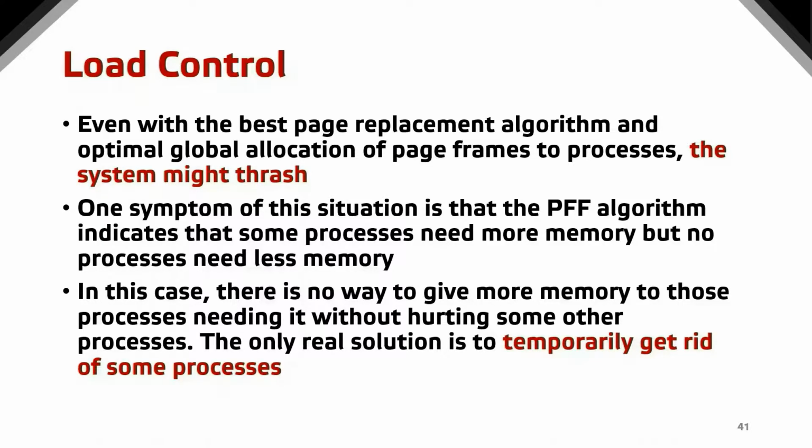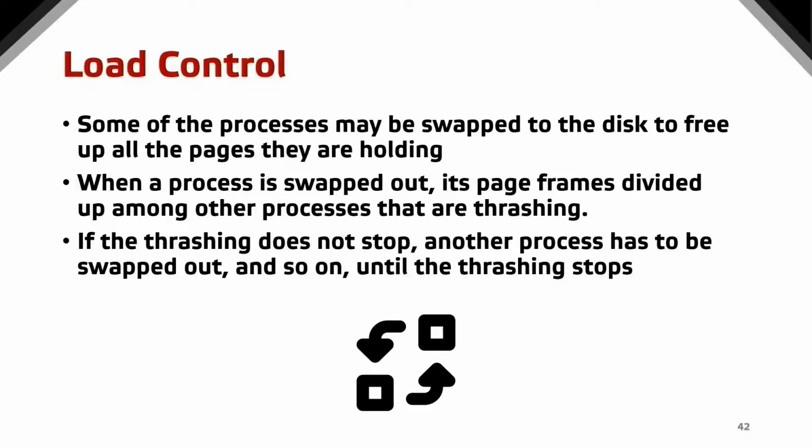The simplest way is to swap processes to the disk and divide the newly free page frames among thrashing processes. Swapping is continued until the thrashing stops.